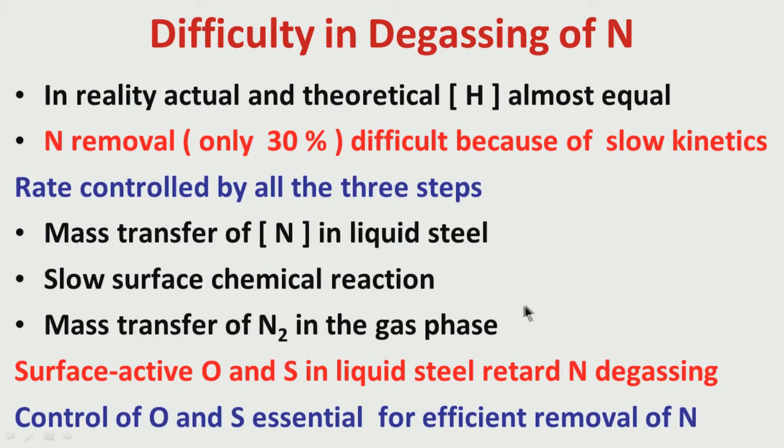and the mass transfer of nitrogen in gas is also slow. So, to enhance this denitrogenation, that means enhance removal of nitrogen, control of oxygen and sulfur is essential, because oxygen and sulfur are very surface active. So, if they are present in liquid steel in large amount, they will preferentially go to the surface at the cost of nitrogen. So, the removal of nitrogen gets slow. So, this is the requirement, that means oxygen and sulfur, first deoxidation and then good desulfurization are essential for getting good removal of nitrogen.